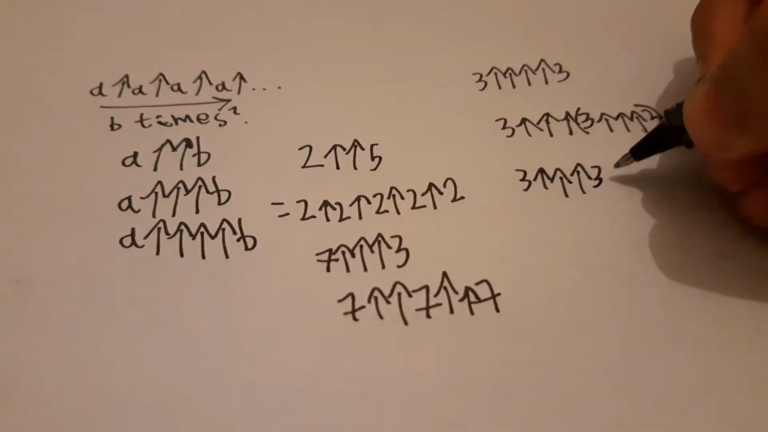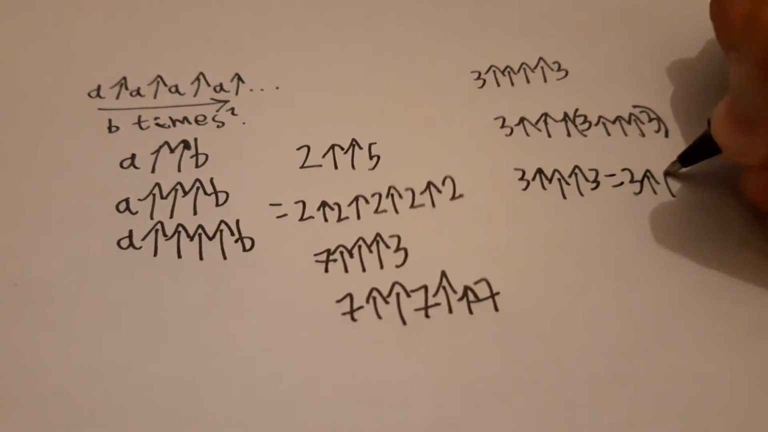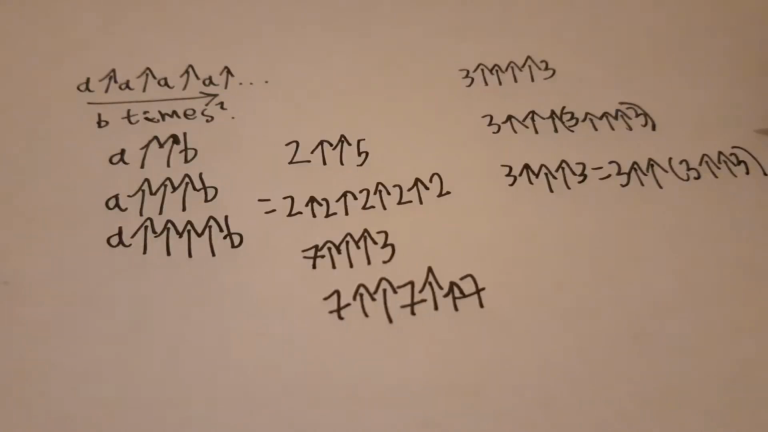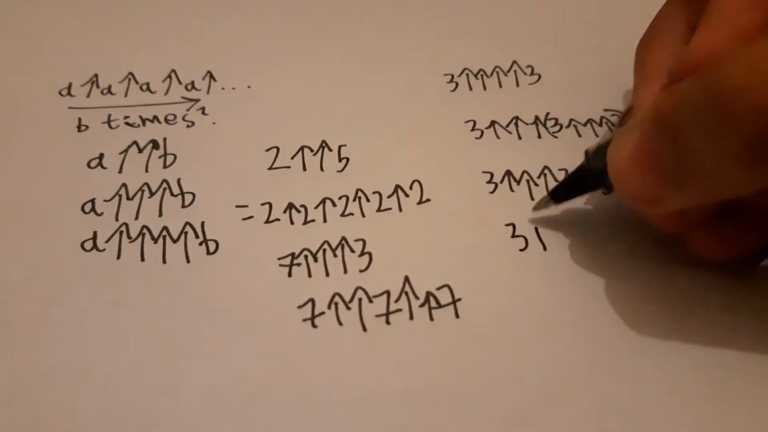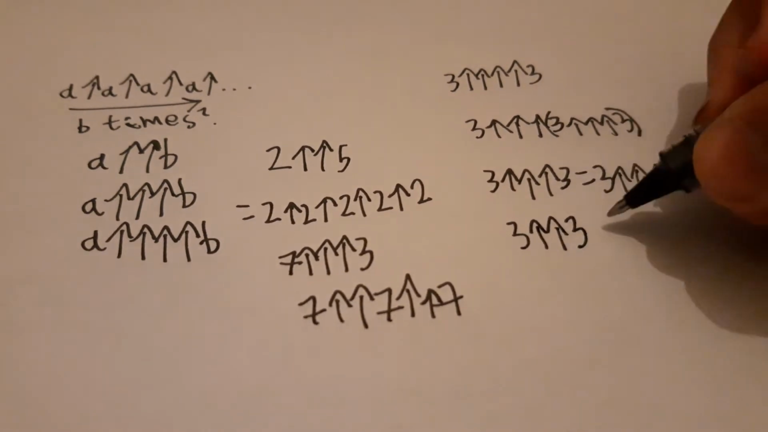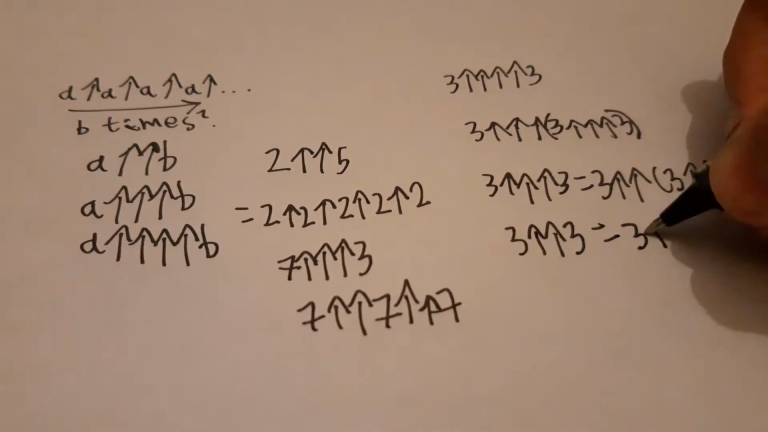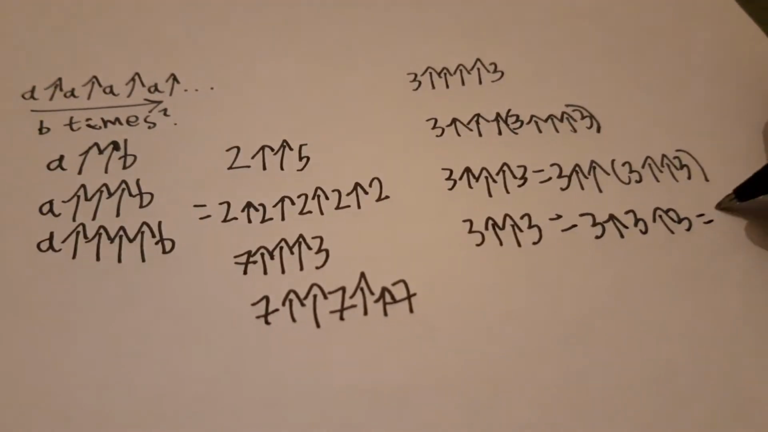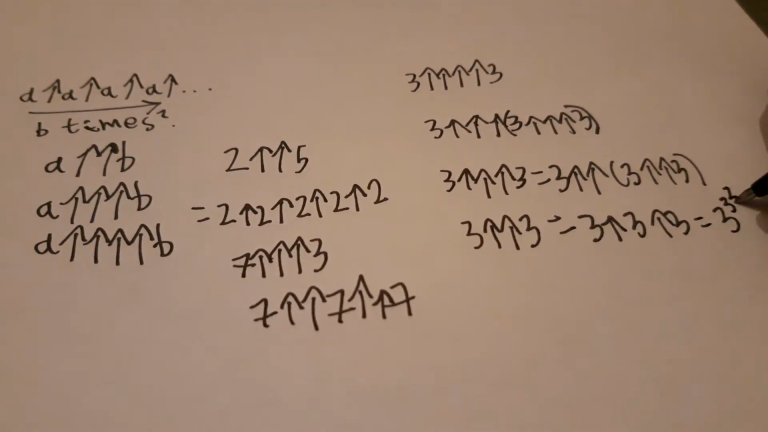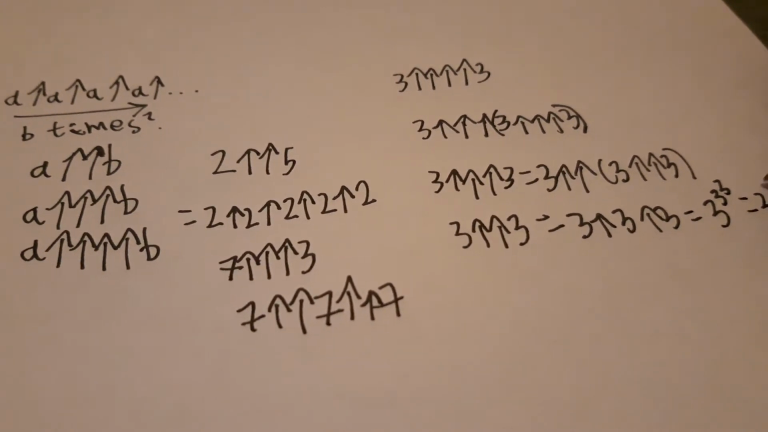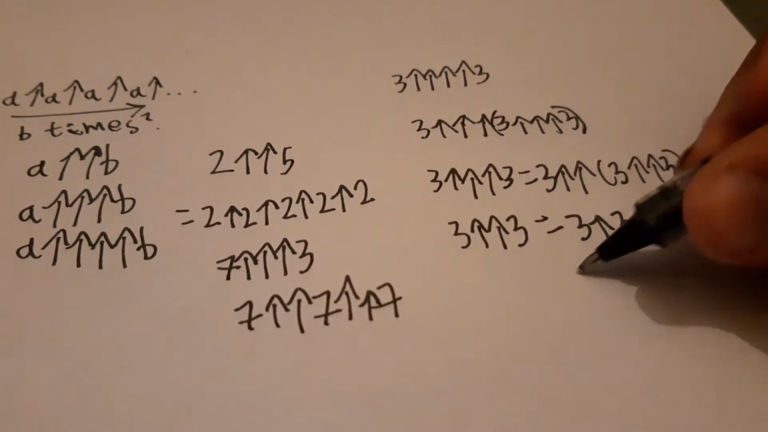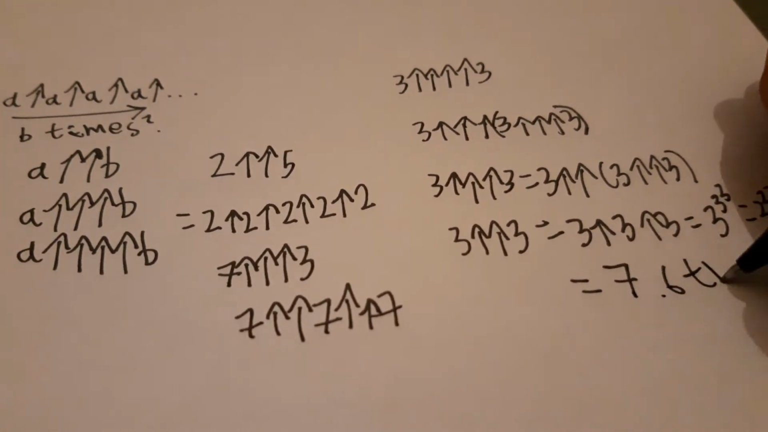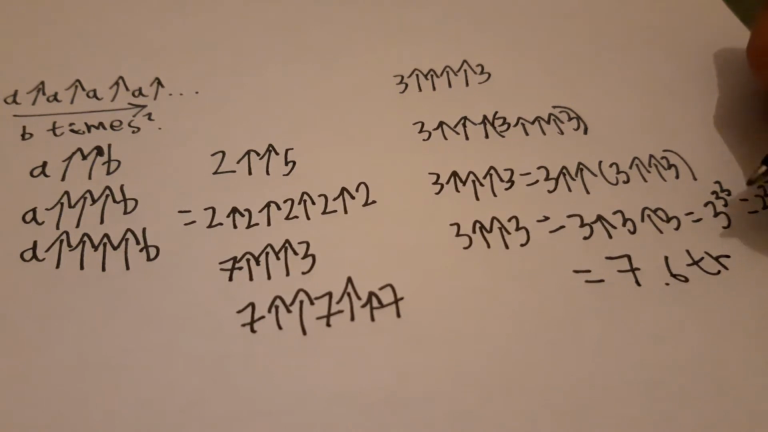3 triple arrow 3 equals 3 double arrow 3 double arrow 3. And 3 double arrow 3 equals 3 single arrow 3 single arrow 3, which is 3 to the power of 3 cubed, which is 3 to the power of 27. I'm not going to write the number out, but it's about 7.6 trillion. I might be remembering that number wrong, but it's definitely around that big.